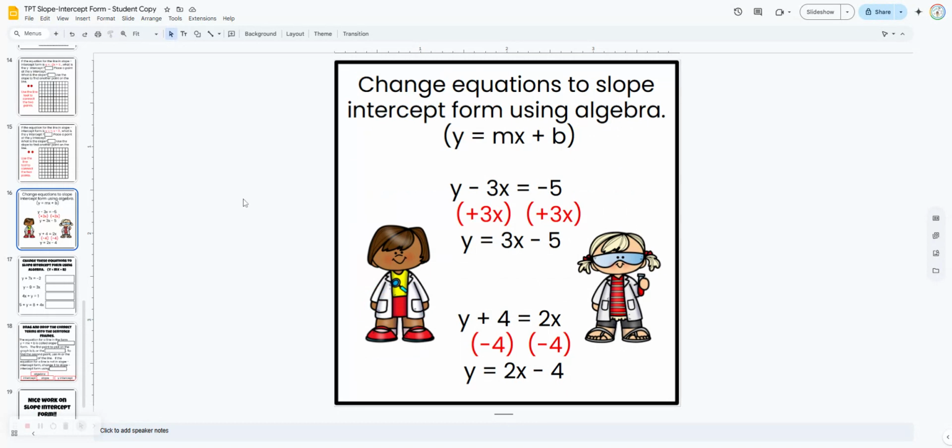Now we get to slide 16 after they've had some practice. If they're given the equation for a line, and it's not in slope-intercept form, they're going to need to change it to slope-intercept form. So here we have the equation for a line, and to put it in slope-intercept form, we want that x term to be on the right-hand side of the equal sign. So we're going to add 3x to both sides. That gives us y = 3x - 5.